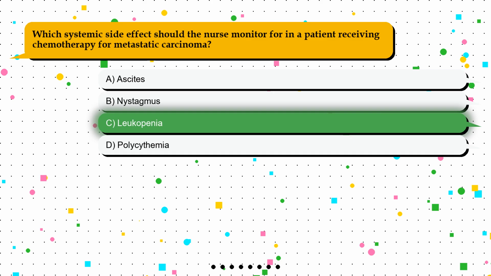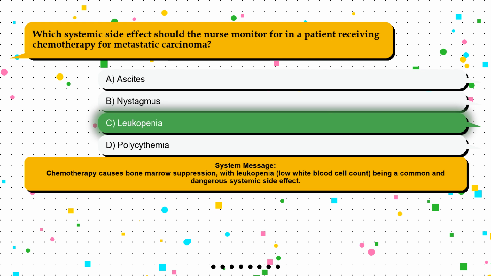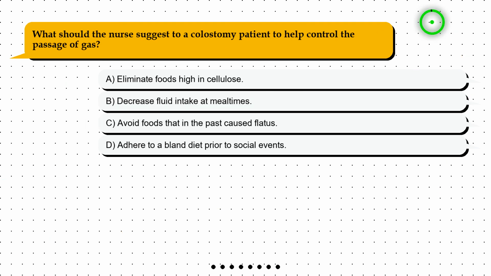The correct answer is option C. Leukopenia. Chemotherapy causes bone marrow suppression, with leukopenia, low white blood cell count, being a common and dangerous systemic side effect. Question 4. What should the nurse suggest to a colostomy patient to help control the passage of gas?